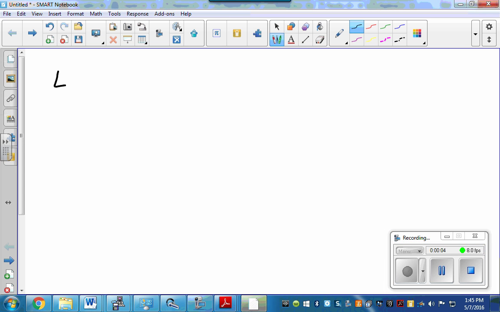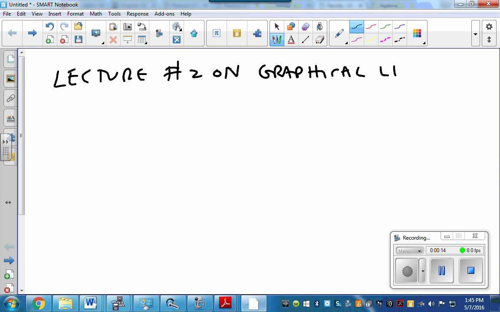This is lecture number 2 on graphical limits. For this discussion, we're going to be talking about what happens if x is approaching a certain number. This might be like 2. And the function itself seems to be going to infinity.